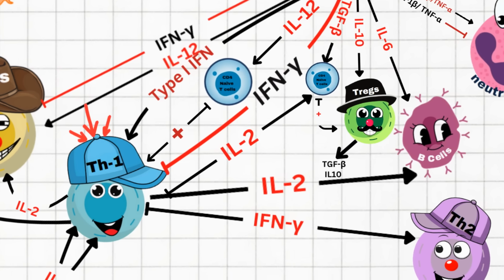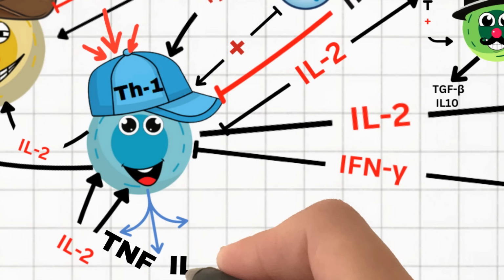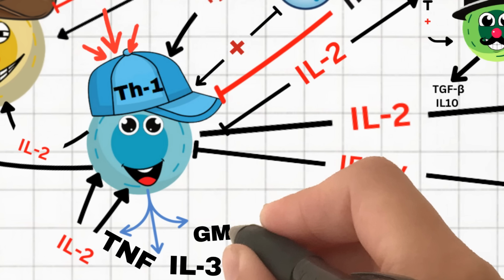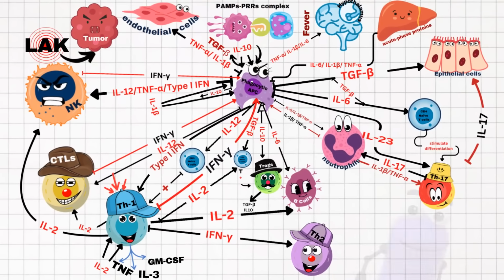Activated T helper 1 cells also produce tumor necrosis factor, which promotes inflammation and recruits immune cells, interleukin-3, which supports hematopoiesis and immune cell proliferation, and granulocyte-macrophage colony-stimulating factor, which stimulates granulocyte and macrophage production and activation. What about T helper 2 cells, Dr.